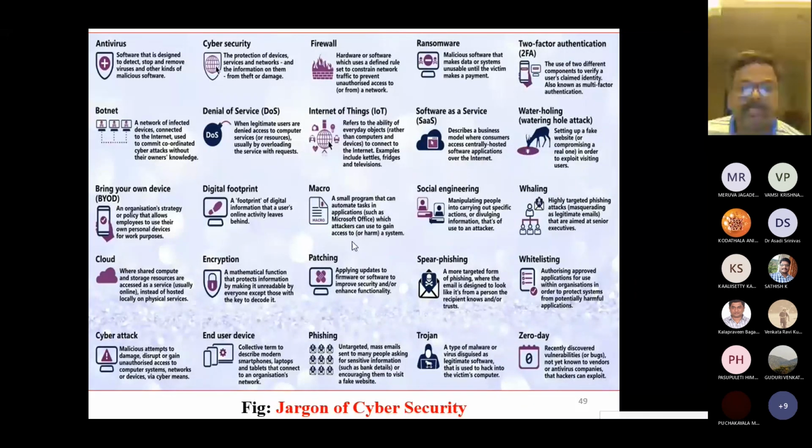Then phishing. Phishing is nothing but untargeted mass emails sent to many people asking for sensitive information such as bank details or encouraging them to visit a fake website. That is called phishing. Trojan, a type of malware or virus disguised as legitimate software that is used to hack into the victim's computer. That is called Trojan. Zero day is nothing but recently discovered vulnerabilities or bugs not yet known to vendors or antivirus companies that hackers can exploit. This is the jargon of cybersecurity.